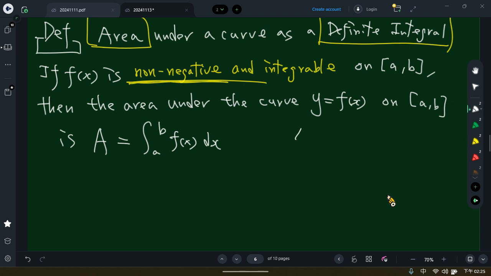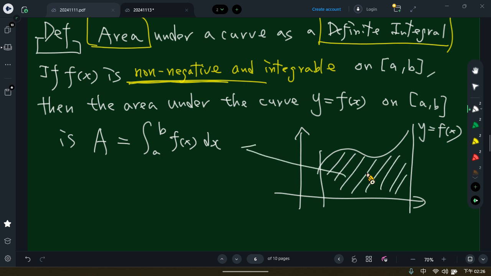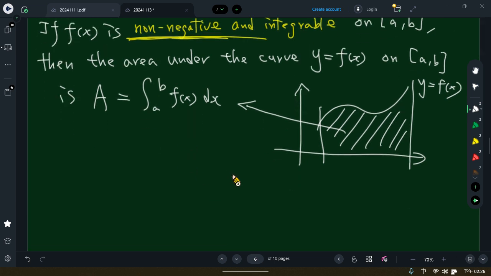You can see this case is for a non-negative and integrable function. I can draw a picture for you: this y equals f of x, and it is non-negative. Non-negative means that all function values should be positive or 0. So in this case, when you calculate its size, it is still the same as the definite integral from a to b of f of x, right?